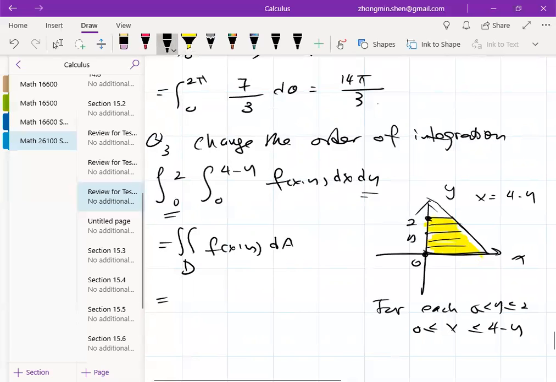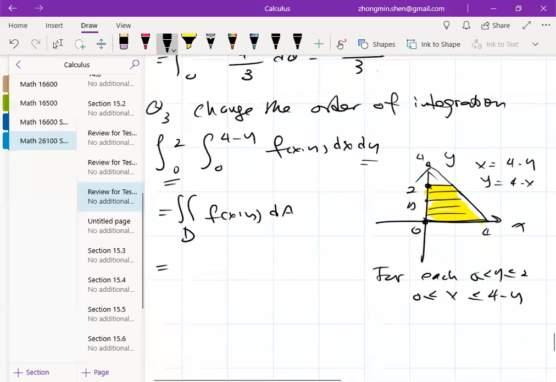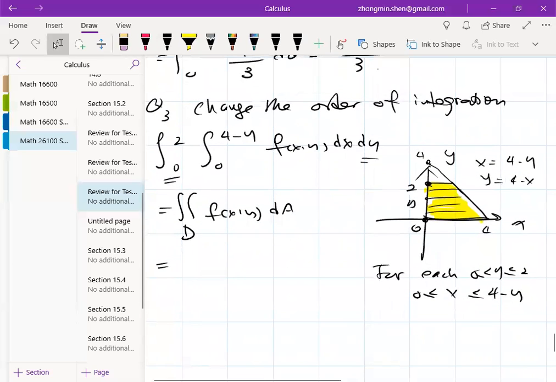The equation is y equals 4 minus x. So it has negative slope, the y-intercept is 4, and the x-intercept is of course also 4. So this is a 4, here's a 4. Okay, so now you change the order. When x is 2, y is 2.